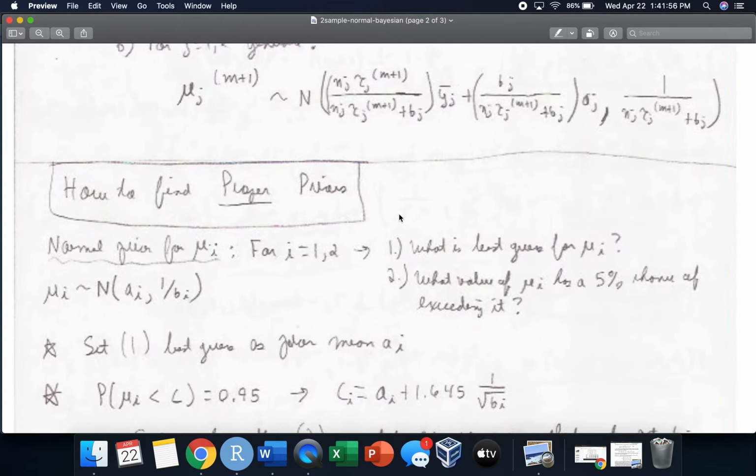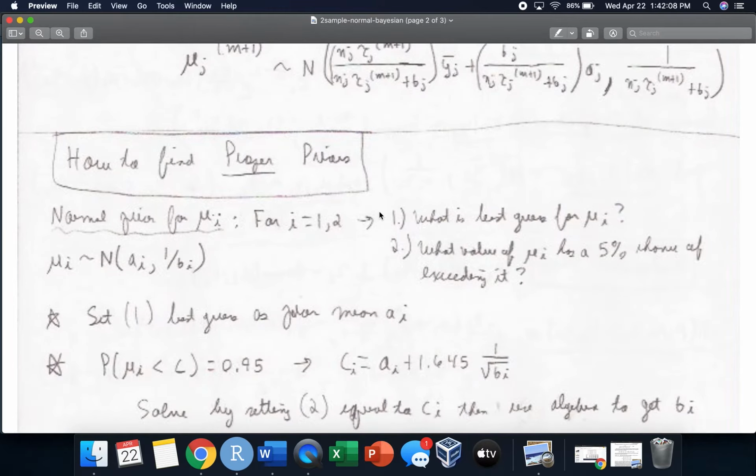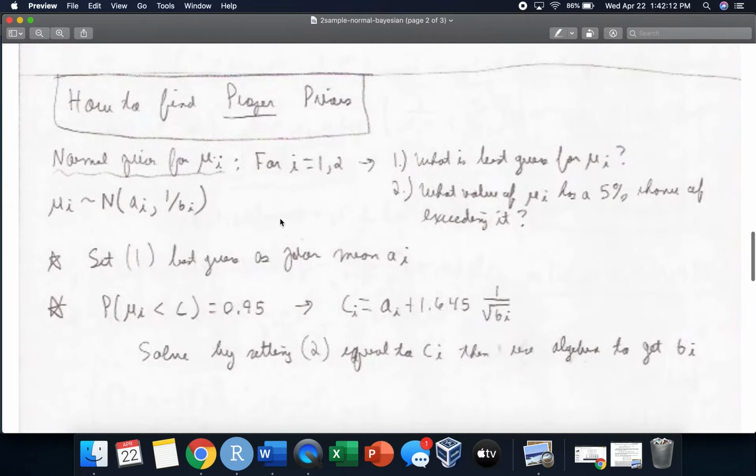Now, to find proper priors for both mu and tau. For the normal prior for mu, we want to ask two questions. The first one is, what is the best guess for mu, for j equals 1 and 2? Whatever the best guess is, we set that as a prior mean A.